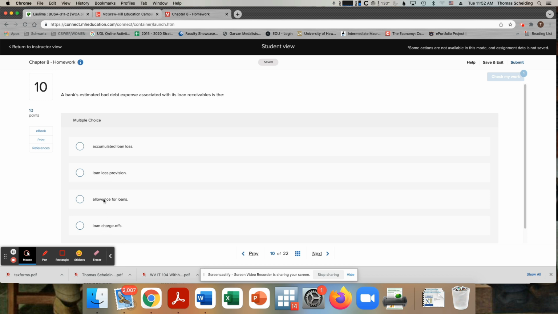So if you deduced it down to both B and D, or the second option and the fourth option, the difference between the second and the fourth is this is what we estimate it to be, this is what it actually is. Allowance for loans? No, that's actually what you're trying to lend out. Accumulated loan loss? No, because this is already known. So a loan loss provision.